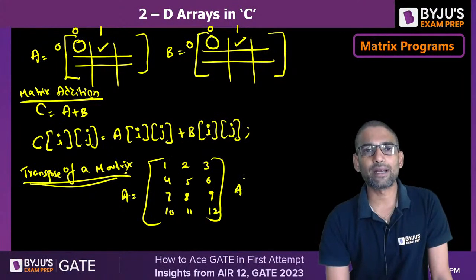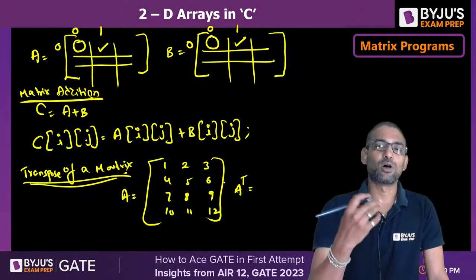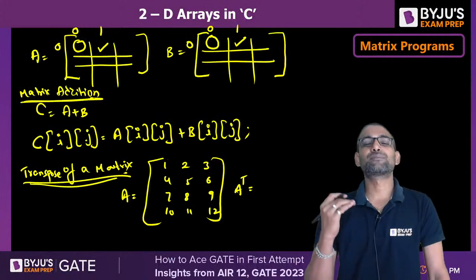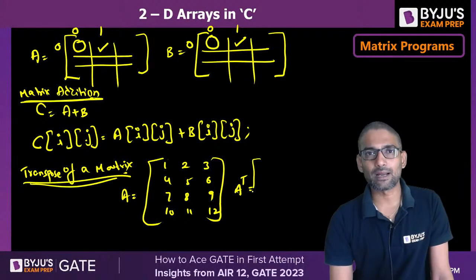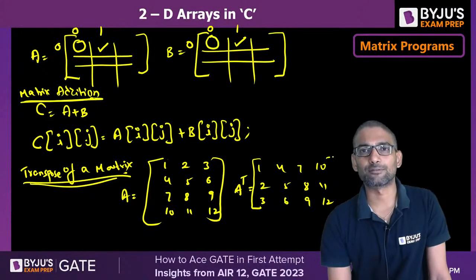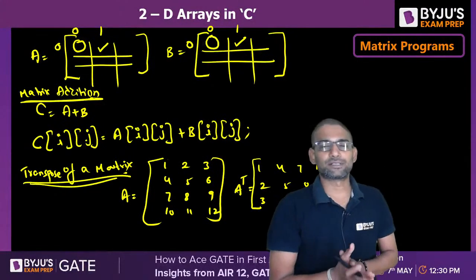What would be A transpose? You all know, you might have learned in maths. Rows become columns, columns become rows, right? So A transpose would be 1, 4, 7, 10, 2, 5, 8, 11, 3, 6, 9, 12. Isn't it? Isn't it, everybody?